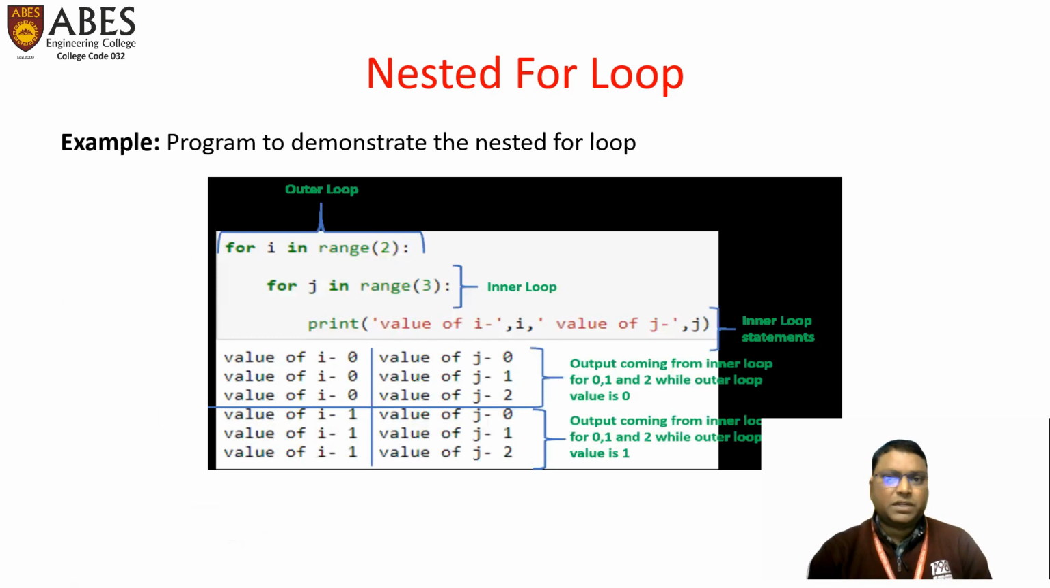So here is a program to demonstrate the nested for loop, and it is very simple. First of all, for i in range 2, so it will take the values 0 and 1, that is 2 values, and for j in range 3, so it will take the value of j as 0, 1, and 2, and we have to print accordingly. You can execute this program, and you can comment any problem if you face in executing the program. Okay, so this is a very simple program to demonstrate the working of nested for loop.